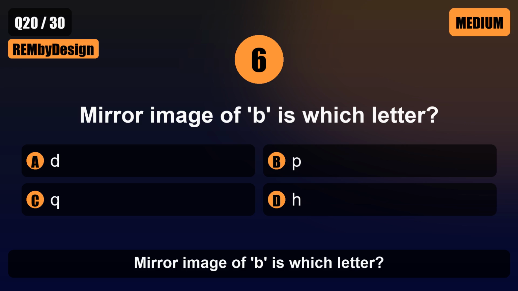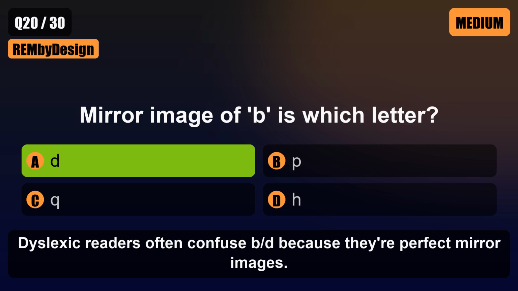Mirror image of B is which letter? A. D, or B. P, or C. Q, or D. H. The answer is A. D. Dyslexic readers often confuse B/D because they're perfect mirror images.